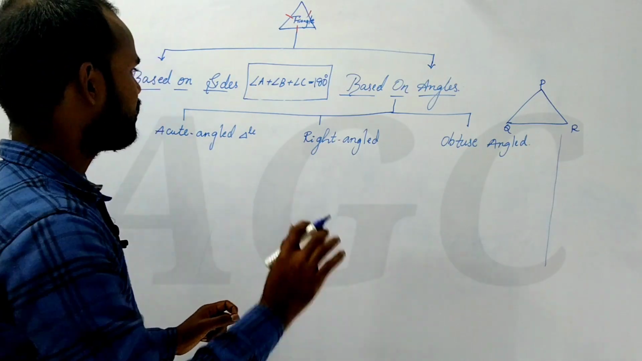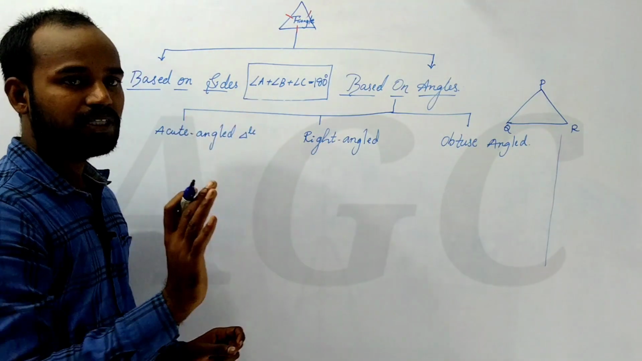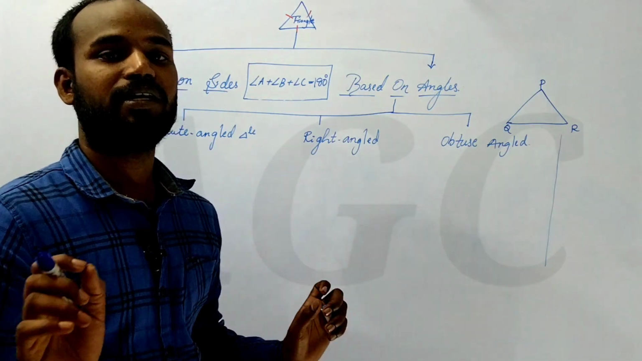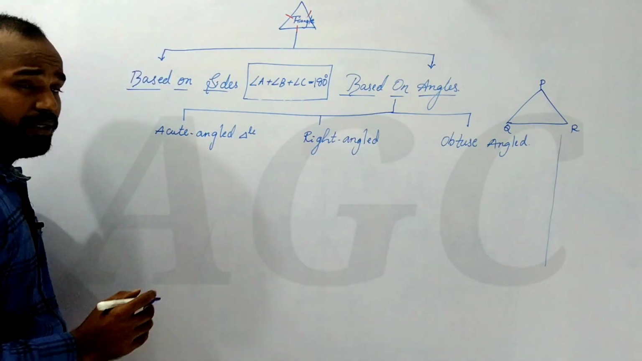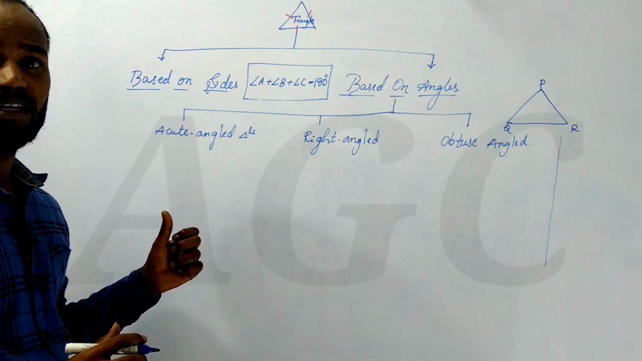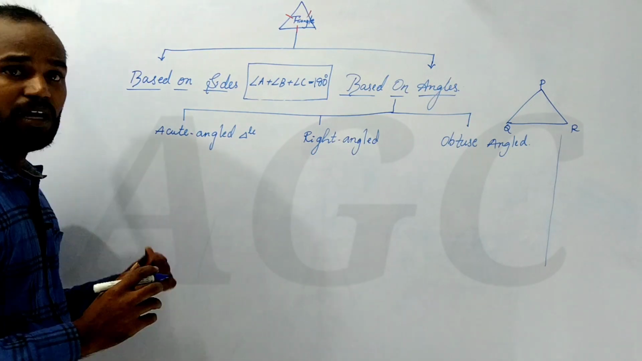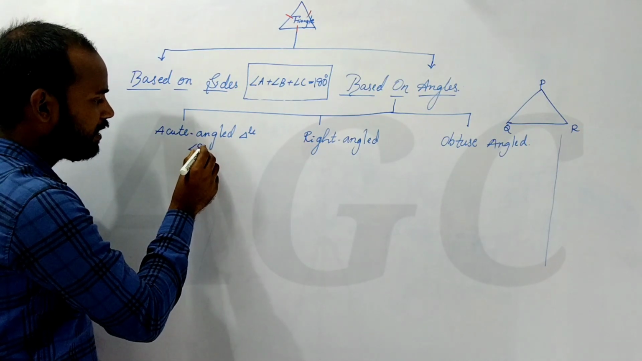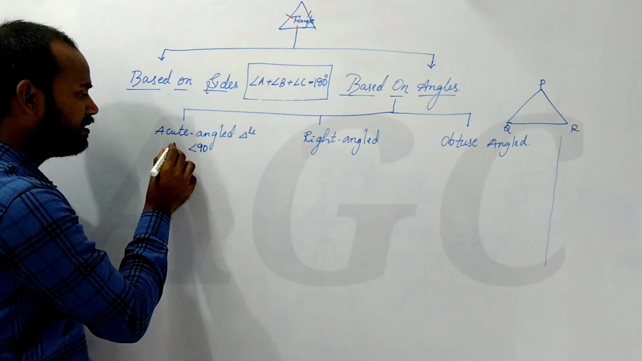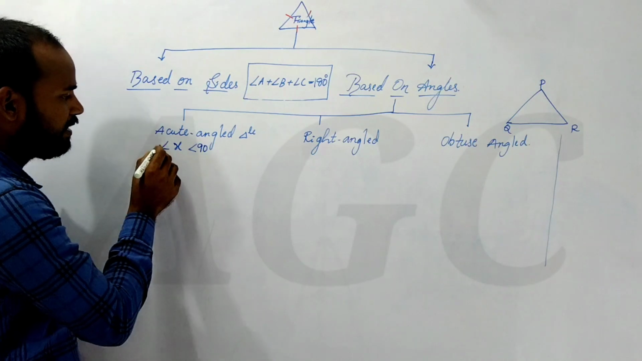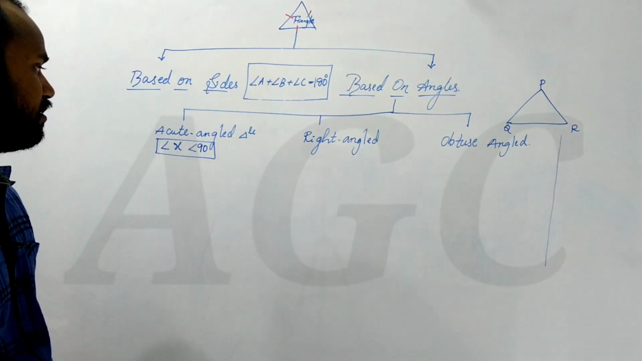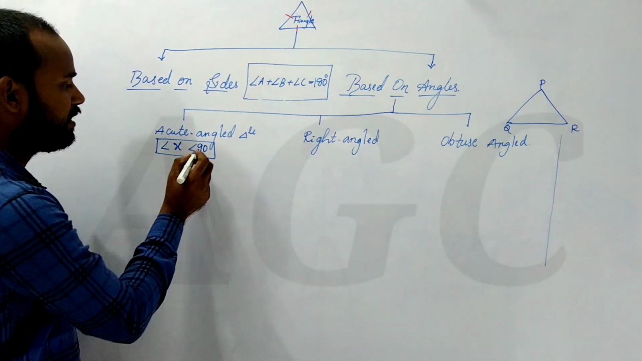Nothing to confuse here. Everything is clear. The sum of the three angles is equal to 180, then that is said to be a triangle. So what is acute? We already learned in the previous classes. What is acute in the sense? Less than 90. If an angle is less than 90, we say it is an acute angle.